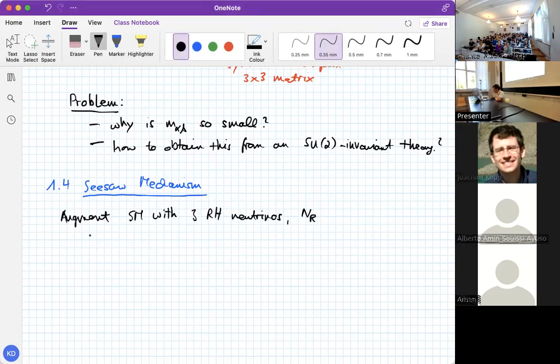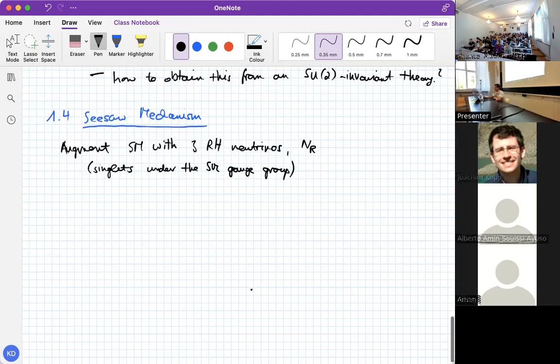And being right-handed neutrinos, they are singlets under the standard model gauge group. So they don't carry any of the standard model charges. Singlets under the standard model gauge group. That has the advantage that, because they are singlets, there's actually nothing that prevents me from introducing those particles and adding them to the standard model or to almost any extension of the standard model.